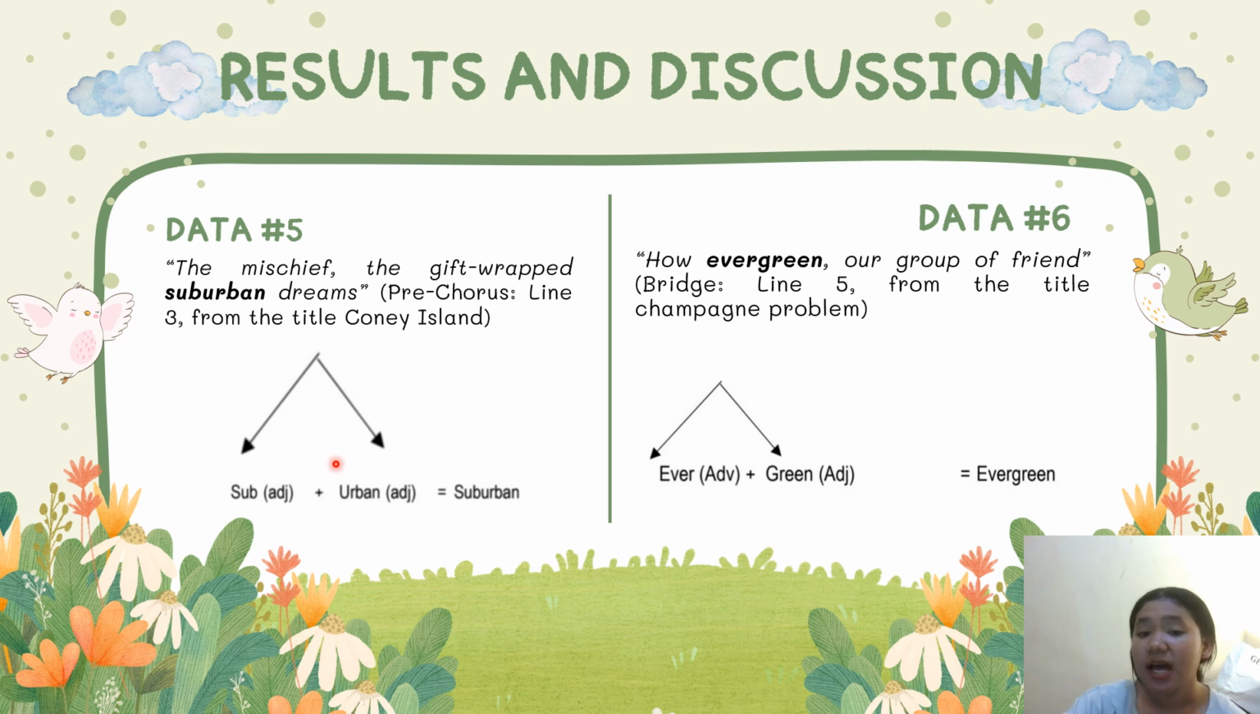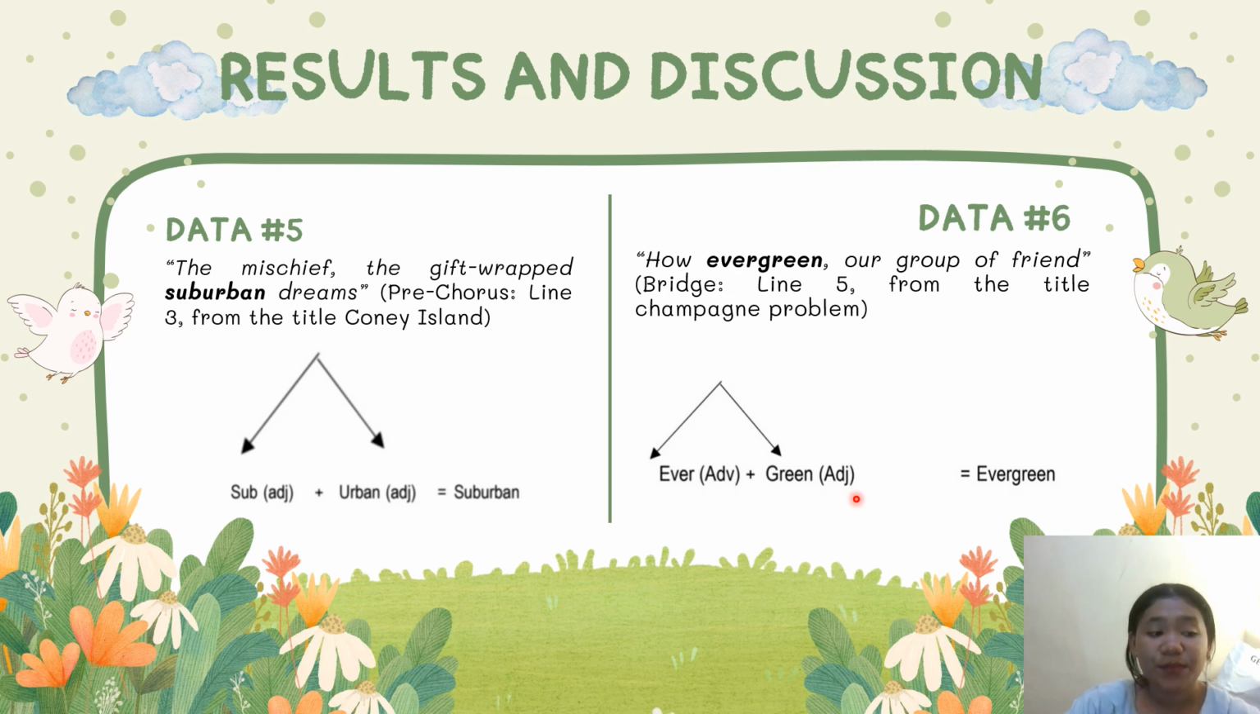The lyrics are: "How evergreen, our group of friends," from the bridge, line 5 of the title song Champagne Problems, from the album Evermore by Taylor Swift, 2020. It was explained that evergreen is a compound term identified in this data. This compound word, formed by the combination of the words ever and green, holds the category of compound adjectives.